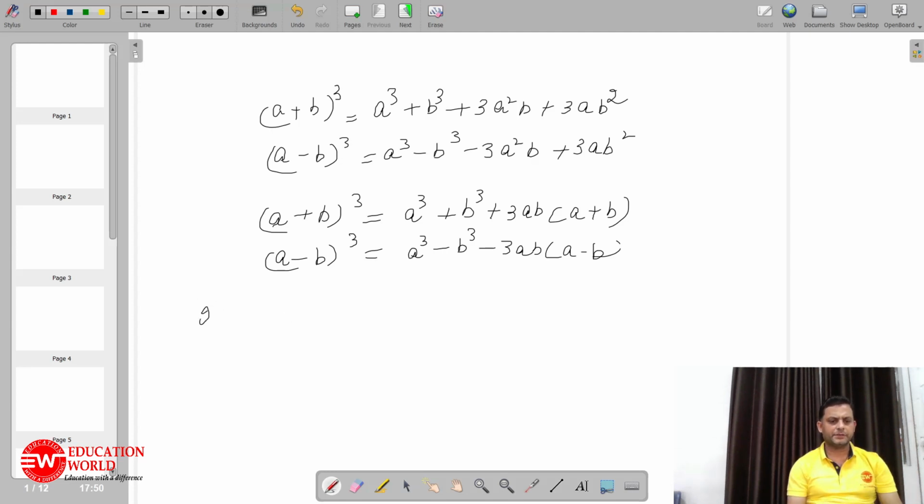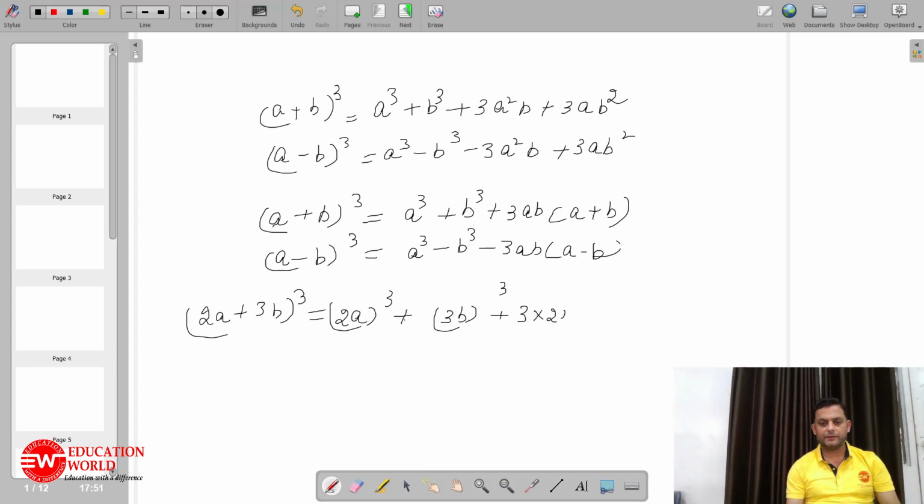Like a simple question, I am taking 2a plus 3b whole cube. Just fill in the values. So 2a whole cube plus 3b whole cube plus 3 times, where a value is 2a and b value is 3b, then 2a plus 3b. So you can write it like this. So it will be 8a cube plus 27b cube.